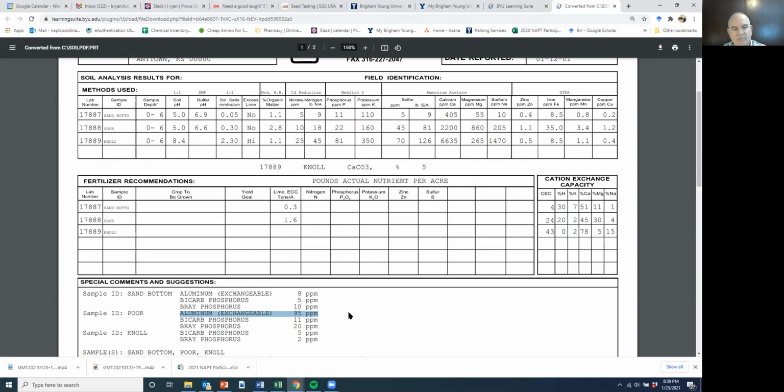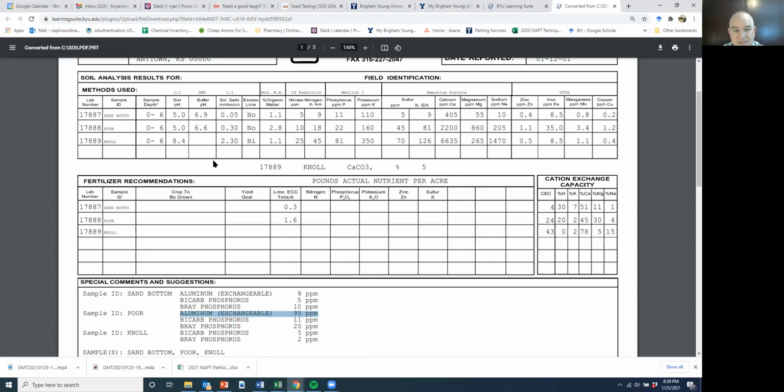So that is a test that I sometimes run when I have these really acidic soils, especially if I'm seeing healthy plants, even though it's pH of 5. So sometimes that aluminum test will help explain what I'm seeing there.